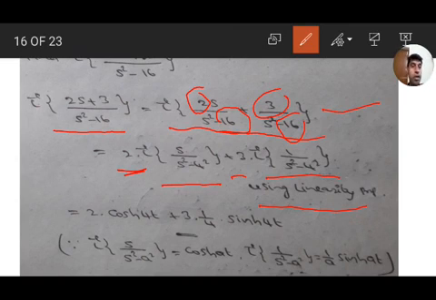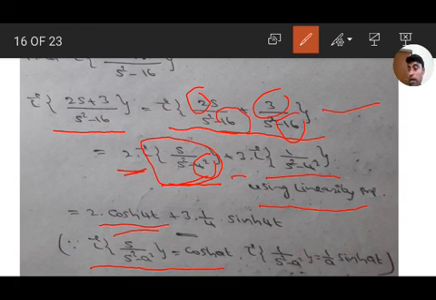So using the formulas, first, L inverse of s by (s square minus 4 square): L inverse of s by (s square minus a square) is cos h of at. Here a equal to 4, therefore we get cos h of 4t. Next, L inverse of 1 by (s square minus 4 square): we have the formula L inverse of 1 by (s square minus a square) equals 1 by a sin h of at. Here a equal to 4, therefore 1 by 4 into sin h of 4t. And on simplification we get 2 into cos h of 4t plus 3 by 4 into sin h of 4t.